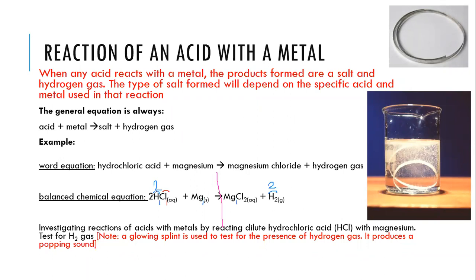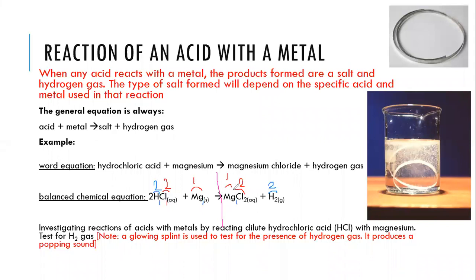And if you have 2 HCl, in each there is 1. In 2, there's going to be 2 in total. 2 Cl, and there are 2 Cls here. Okay, the chlorine is also balanced. And the magnesium Mg, there is 1 here, and there is also 1 on this side.